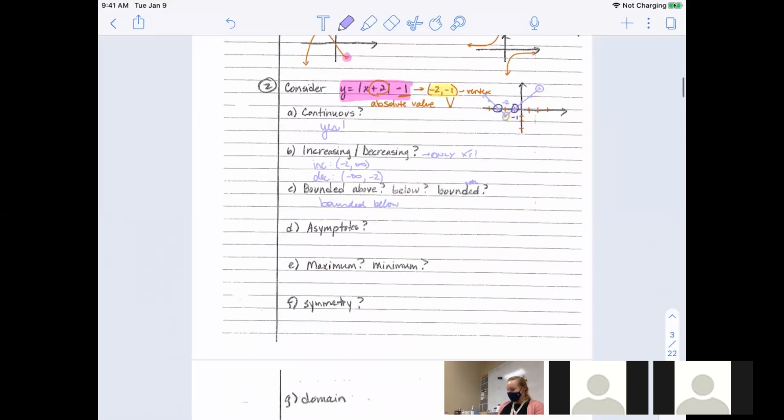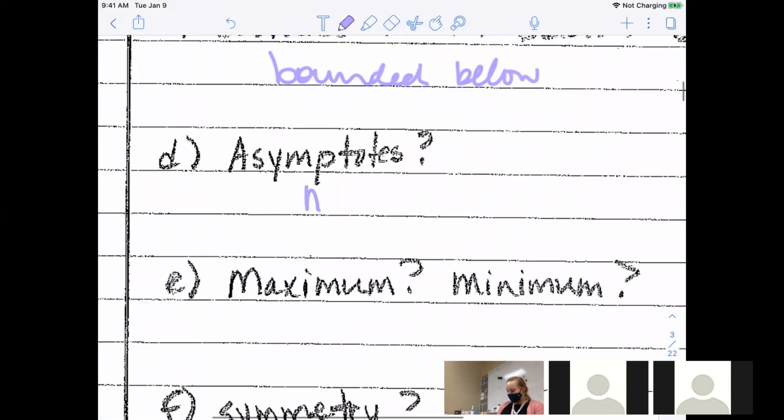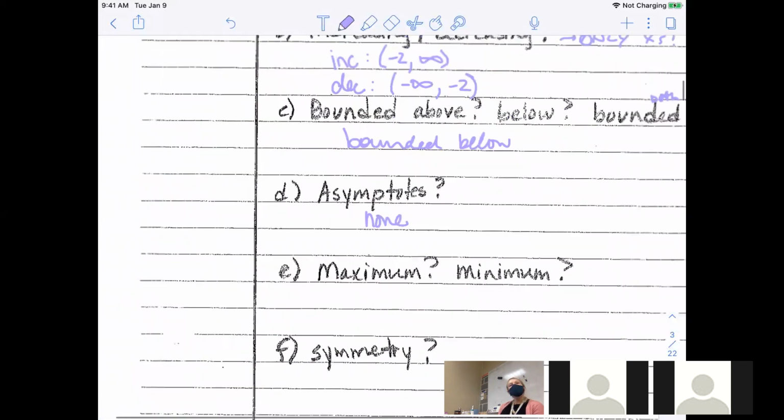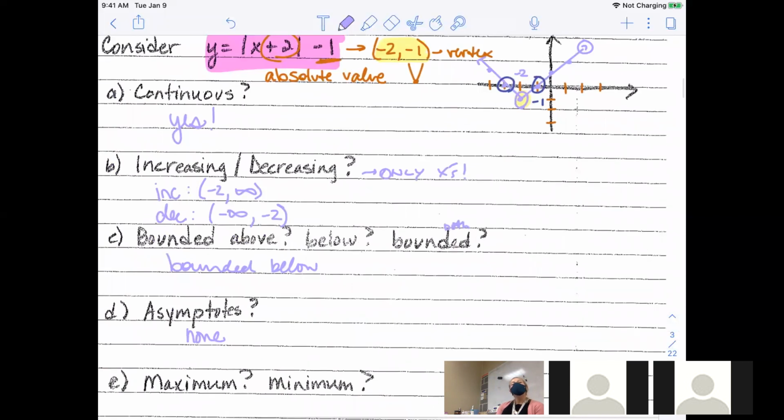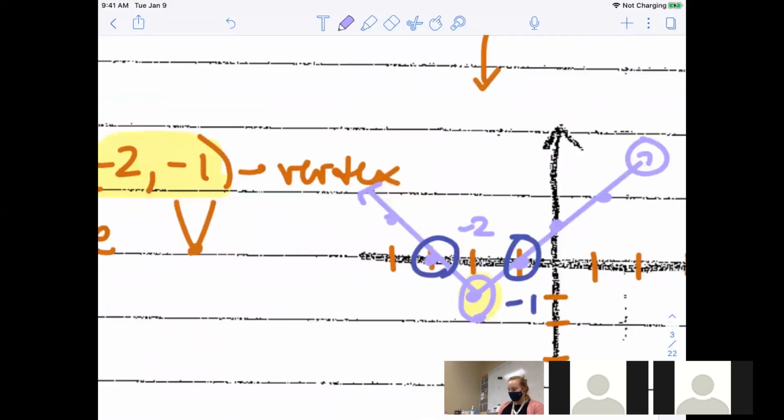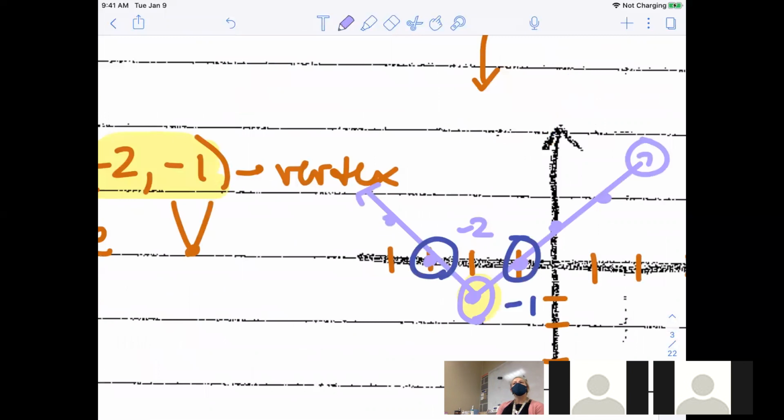Okay, no asymptotes. Maximum or minimum? Which one do I have? I have a minimum. And at what point is my minimum? -2, -1. My lowest point is right there. It's highlighted. And it's at the point -2, -1.